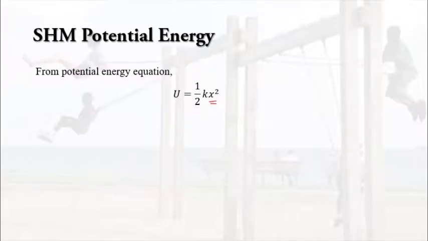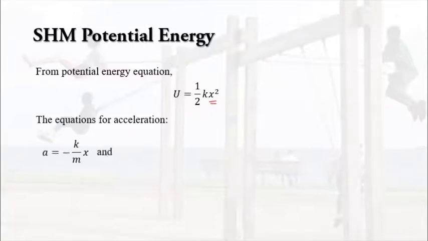You have another option. If you look at the equation for acceleration for an oscillating spring, you have a equals negative k over m x. And based on the general equation that you derived just now, you have a equals negative omega squared x. So when you compare these two equations, you will see that k over m is actually equal to omega squared. Rearranging the equation, you get k equals m omega squared.